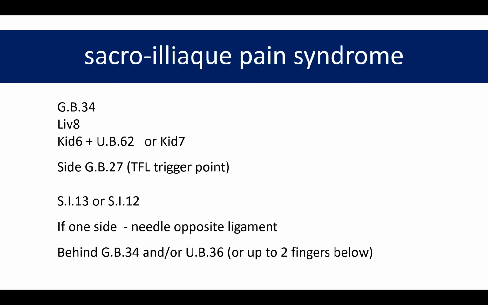Then, if the sacroiliac ligament is just one-sided, I can take the exact same spot and needle the opposite sacroiliac ligament. Now that I'm treating them on the back, I don't do gallbladder 34 again. I choose behind gallbladder 34, behind the tibia, and possibly bladder 36 or 2 fingers below bladder 36. And that's it.